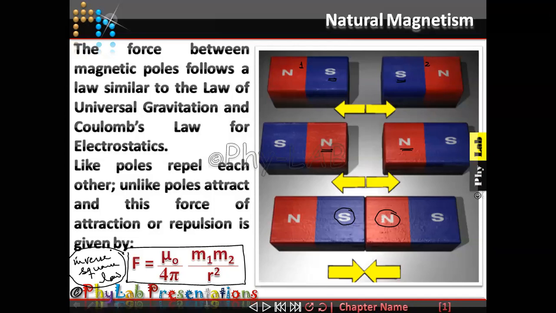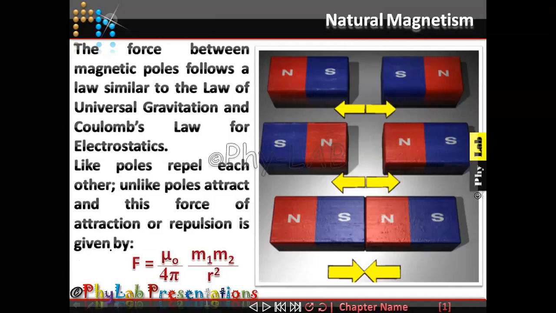And here also in case of magnetism, you are finding it as mu naught upon 4 pi m1 m2 by r square. Once again, force is inversely proportional to the square of the distance. So this inverse square law becomes much more basic in nature, much more generalized in nature.